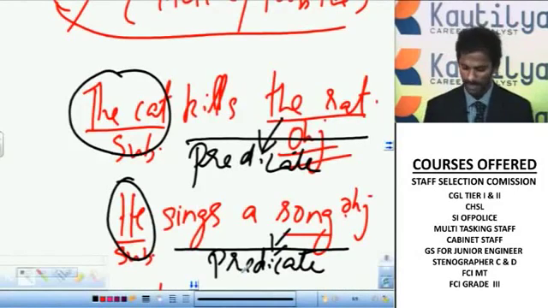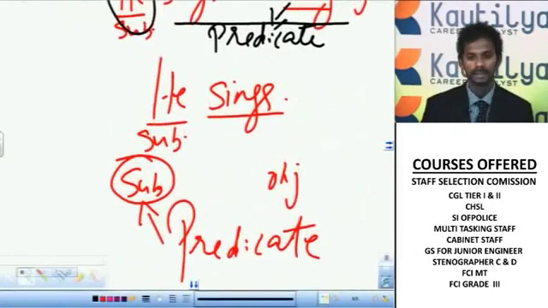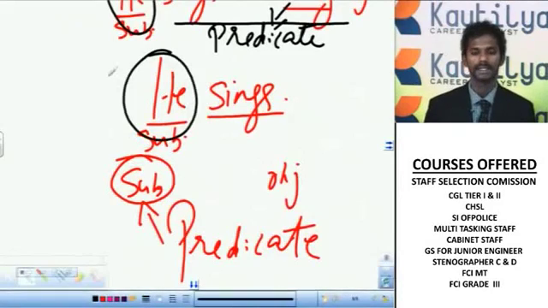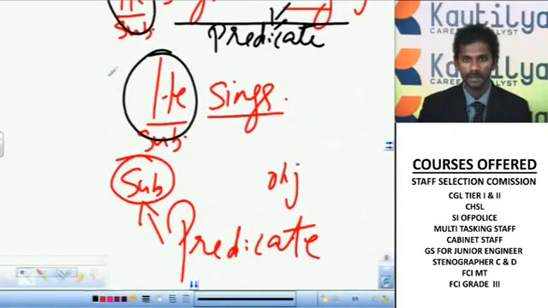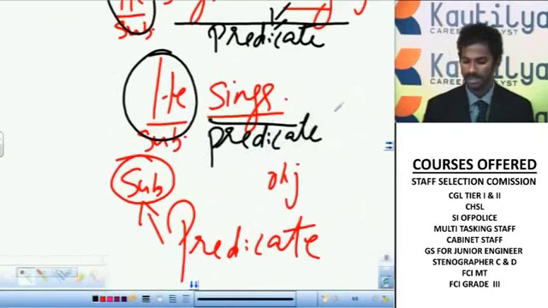Fine? The next sentence. He sings. The subject in this sentence is he. What is said about the subject here? Sings. So, this is the predicate in this sentence. There is no object here. So, he is a subject and sings is a predicate. Clear? So that is about a subject and a predicate.